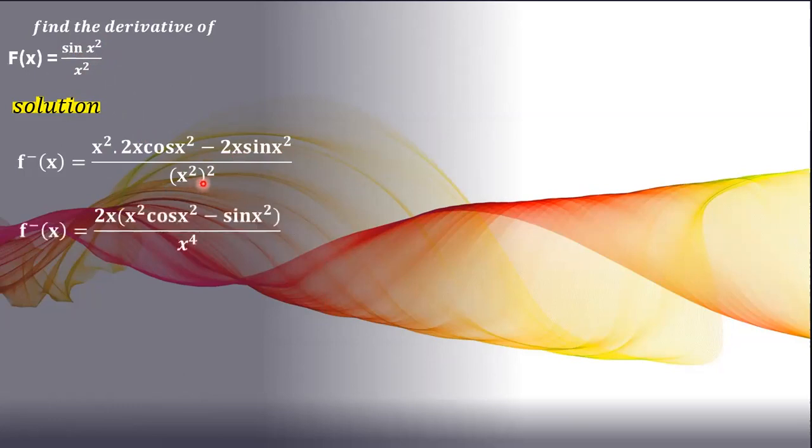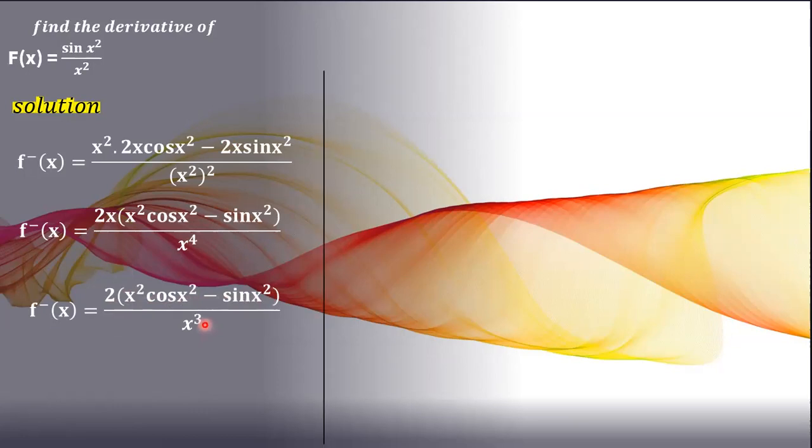So we will simplify only. x squared power 2 becomes x power 4. We can now take 2x as a common factor, so inside the brackets we'll get x squared cosine x squared minus sine x squared. We can now simplify x with power 4 divided by x, so we'll get 2 times x squared cosine x squared minus sine x squared over x cubed. This is the final, simplest form.